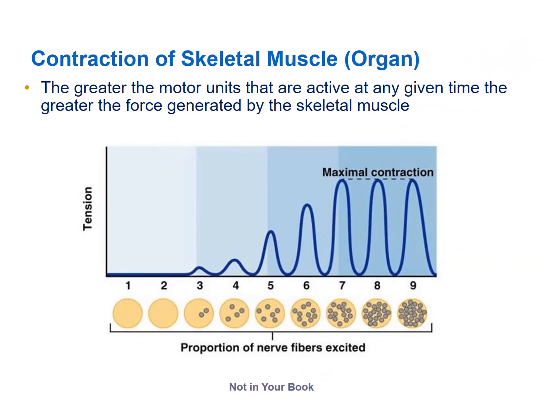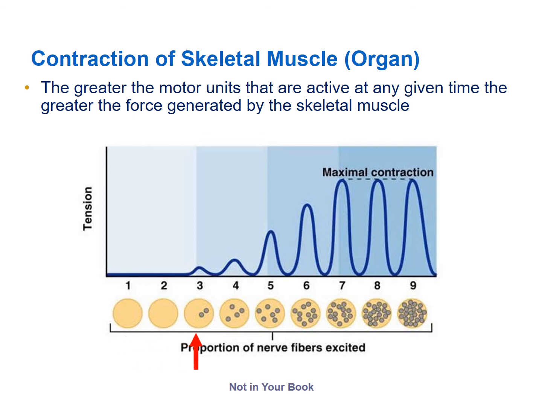The effect of the number of active motor units in a skeletal muscle on the amount of tension produced by that skeletal muscle is illustrated by the following graph. Tension is shown on the y-axis, and the proportion of active motor fibers in that skeletal muscle is shown on the x-axis, increasing from left to right. At trials 1 and 2, there are no active motor fibers, therefore no tension is produced.